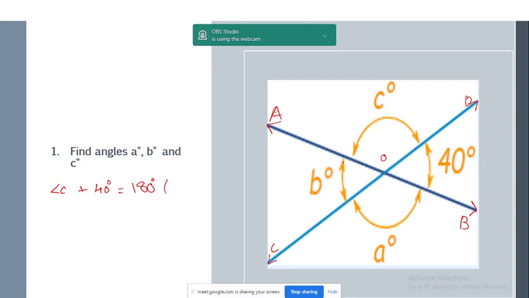So what is angle C? Calculate angle C now. 140 degrees, ma'am. So we got angle C to be 140 degrees. Then what is angle A? 140 degrees, ma'am. So we have got all the angles. Did everyone get this answer?